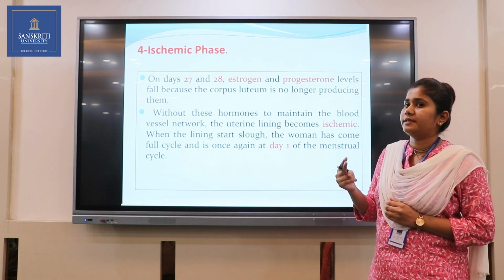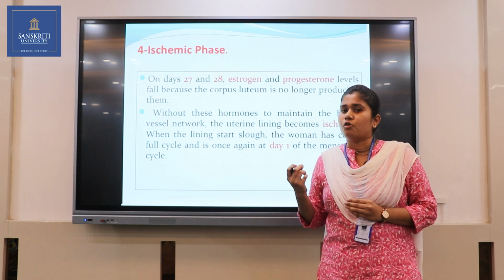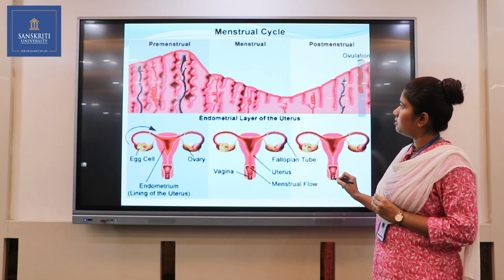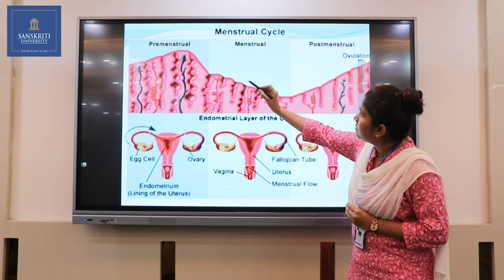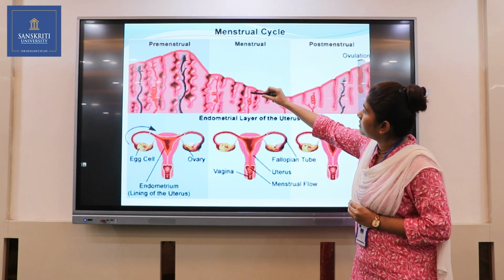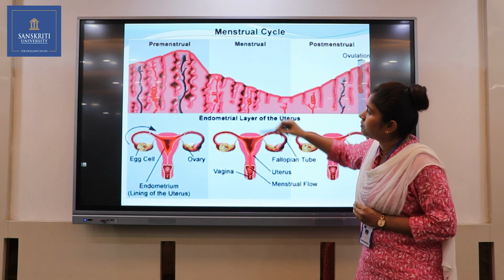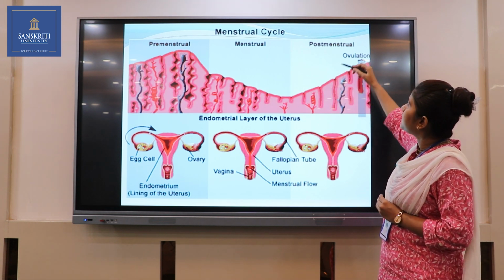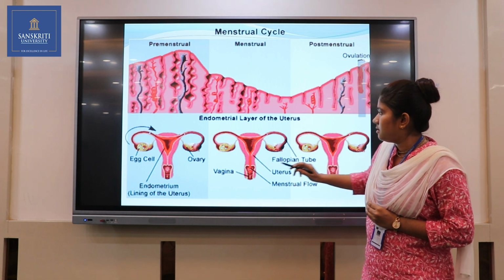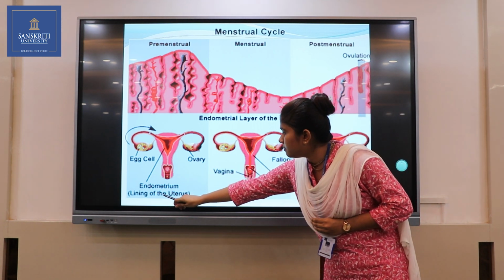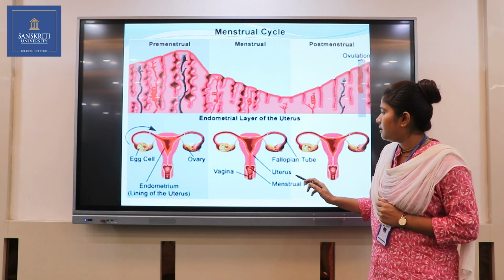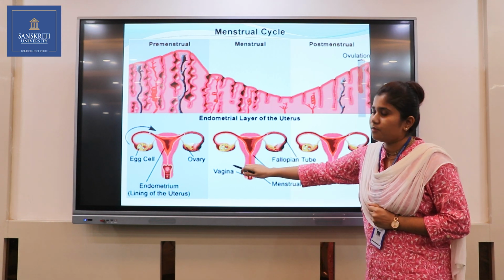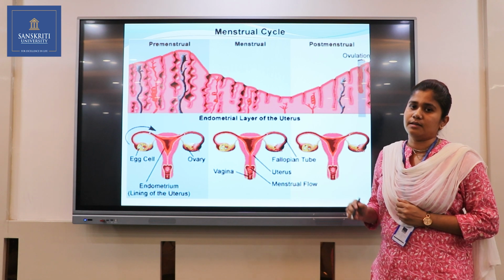So there are two components of the menstrual cycle we have discussed. The first one is the ovarian cycle and the second one is the uterine cycle. You can see here the endometrium layer. This is the premenstrual, this is the menstrual period. You can see the thickness of the endometrium. Then in the post-menstrual period, when ovulation occurs, the thickness of the endometrium is greater. In the proliferative period the endometrium thickens, lasting up to ovulation. Then it is shed in the menstrual period.